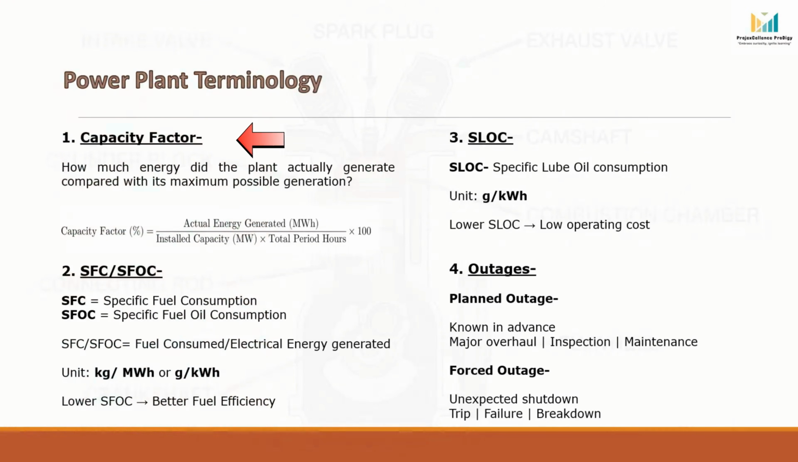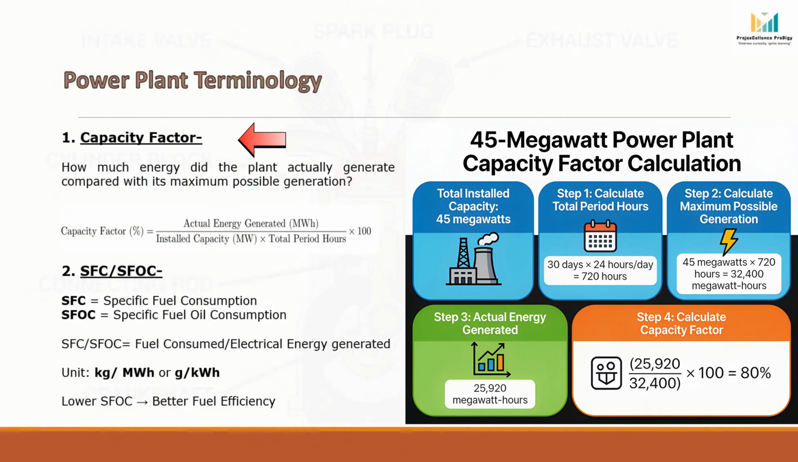Capacity factor or CF. Capacity factor tells us how much electrical energy the plant actually generated compared with the maximum energy it could have generated during the same period. Let us understand this using our 45 megawatt power plant. Our total installed capacity is 45 megawatts.